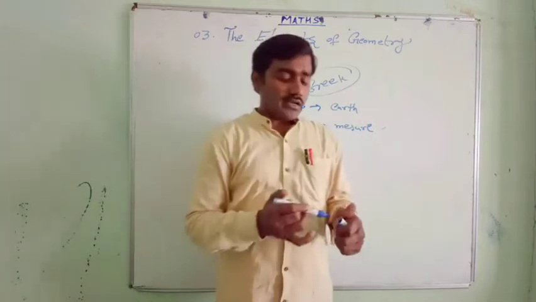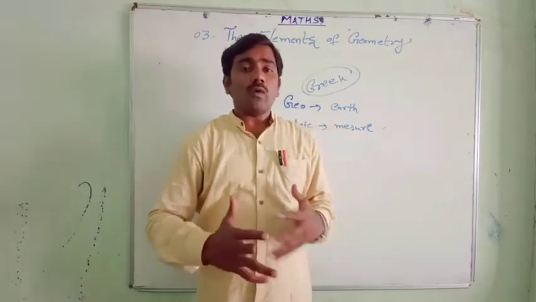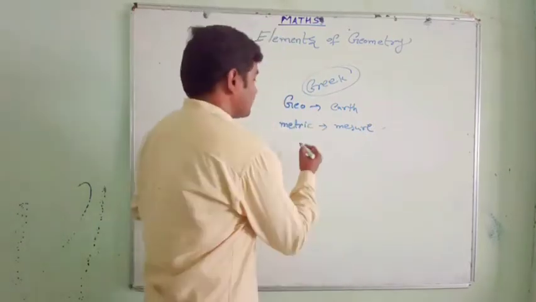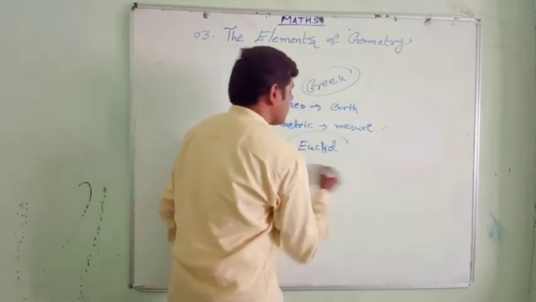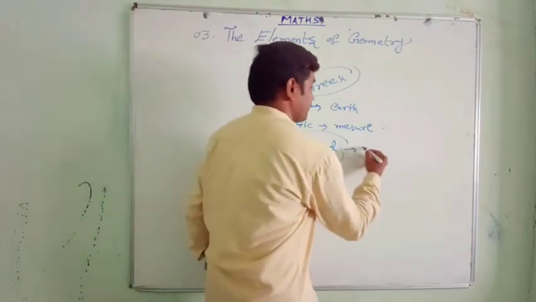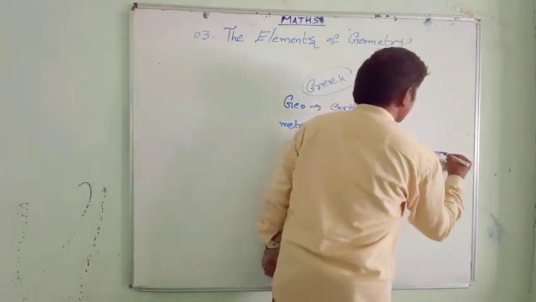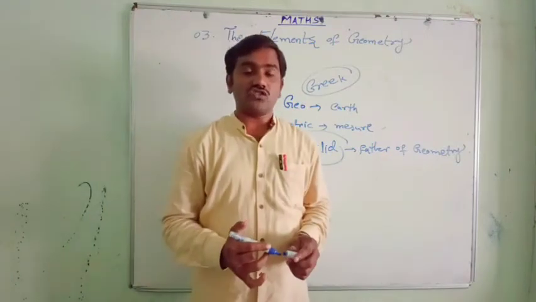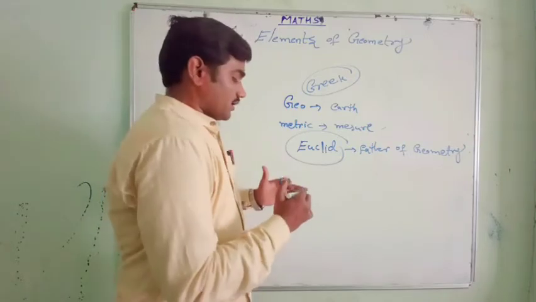Normally most mathematicians are from Greek countries. One of the famous mathematicians is known as Euclid, and he is also known as the father of geometry. So, who is known as the father of geometry? Euclid is known as the father of geometry. According to this Euclid, I will tell you everything.